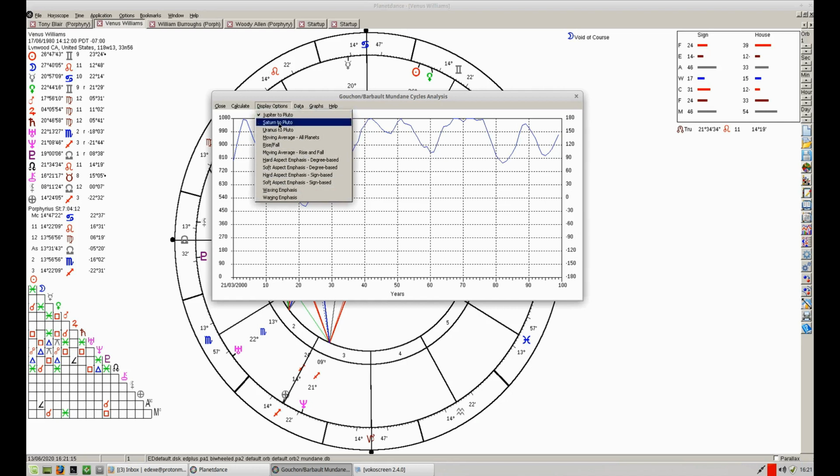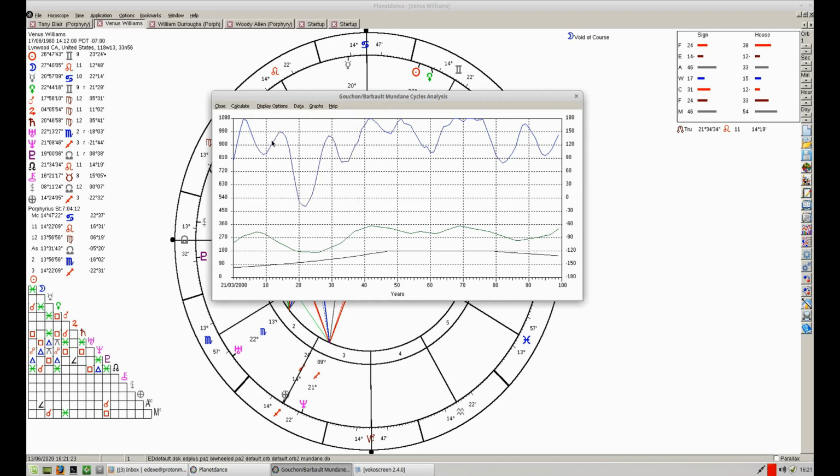You can also display the curve for Saturn through Pluto and through Uranus to Pluto. These curves give rise to this curve which appears at the top of the graph with the addition of Jupiter. It's Jupiter's motion, which is the fastest moving of all of these planets, that gives rise to the steep rise and fall of this curve at certain points in the century.